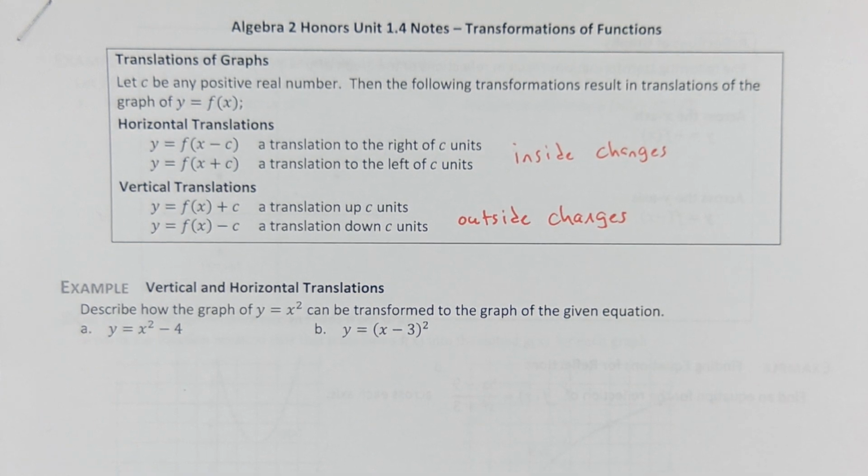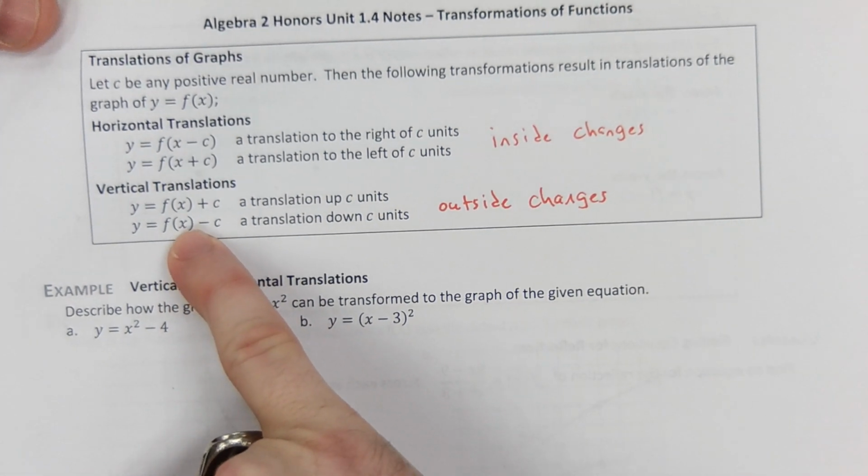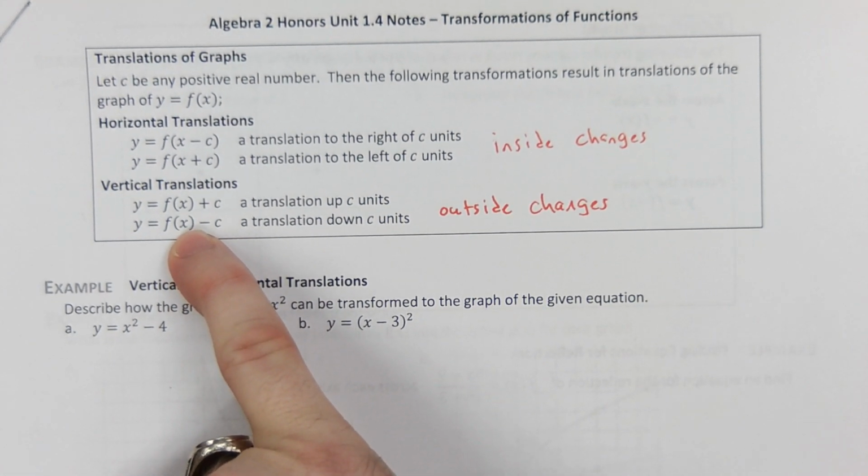The y-axis is the axis that's up and down. I need you to know the vocabulary word for that is vertical. You need to know that vertical means up and down. Here, I have outside changes occurring. And since f of x means the y values, these are y changes. These transformations are literally changing the y values.